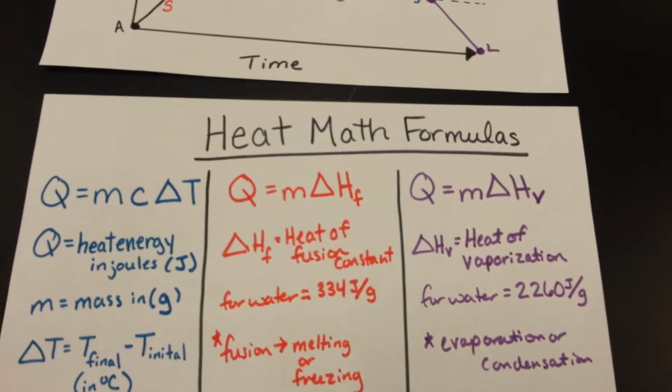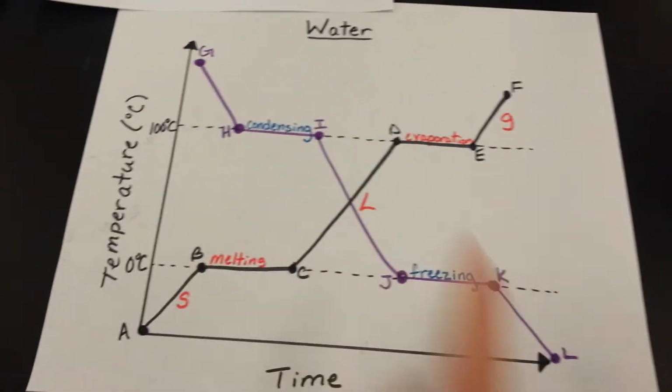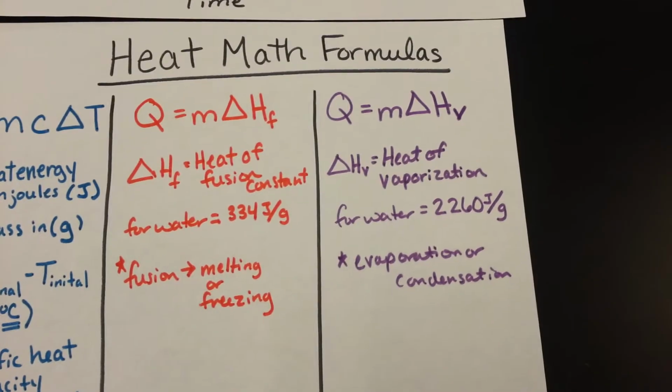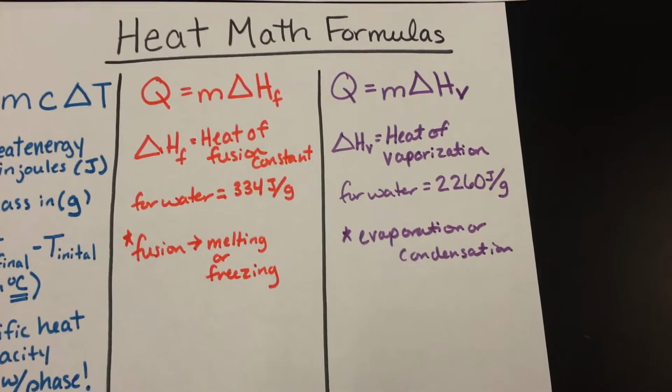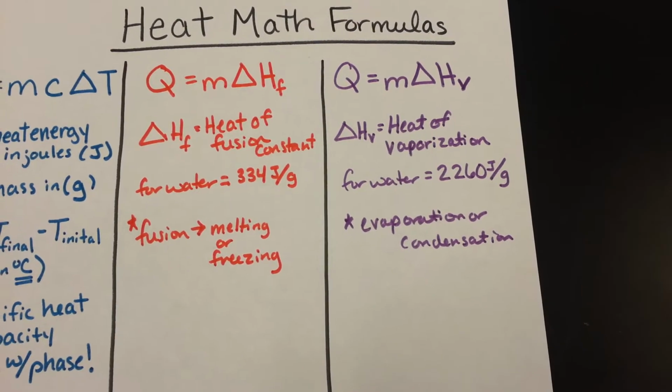So for water, it's 334 joules for every gram. Now, comparatively, when you go up to this higher level, the condensing or evaporation, that is referred to as the heat of vaporization. So for water, the heat of vaporization is 2,260 joules for every 1 gram.